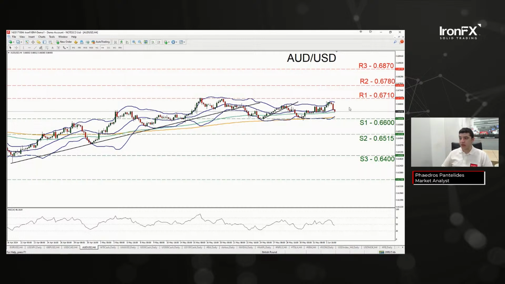For today, sideways bias between S1 and R1. The smoothing of the Bollinger Bands, RSI, and moving averages all point to a sideways bias, at least for today.